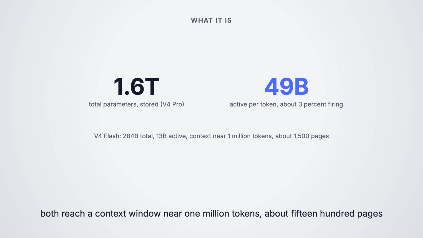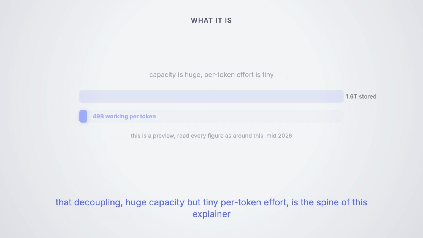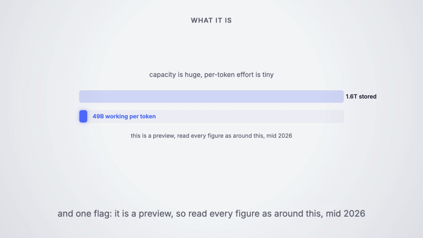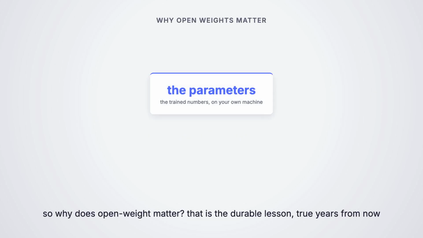1.6 trillion stored, 49 billion working, roughly 3% firing per token. That decoupling, huge capacity but tiny per-token effort, is the spine of this whole explainer. And one flag: it is a preview, so read every figure as around this, mid-2026. Check the current value. So why does open weight matter?